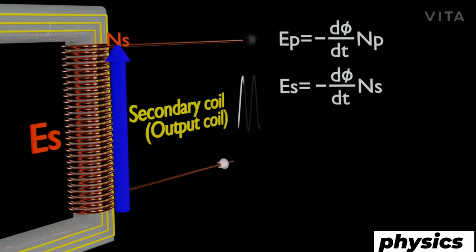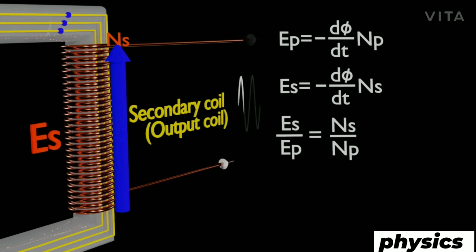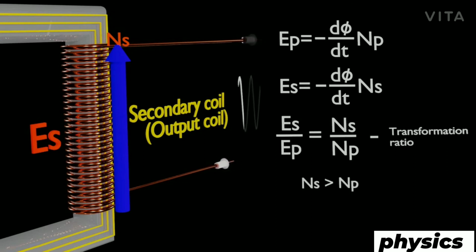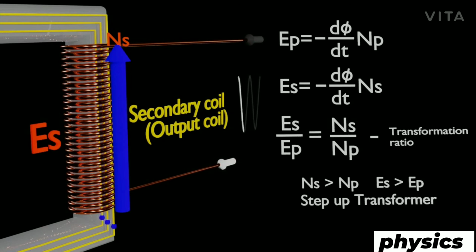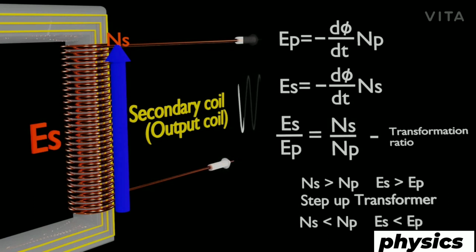Now by dividing the EMF induced in the secondary coil by the EMF induced in the primary coil, we get ES over EP equal to NS over NP, where NS over NP is called the transformation ratio. This equation proves that if NS is greater than NP, then ES will be greater than EP, and the transformer will be a step up transformer. Similarly, if NS is less than NP, then ES will be lesser than EP, and the transformer will be a step down transformer.